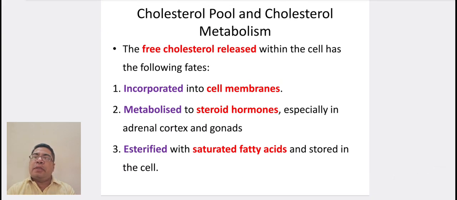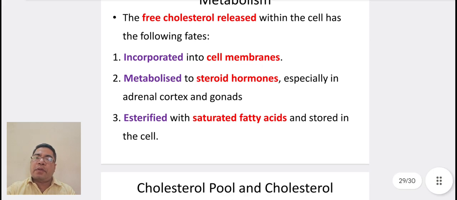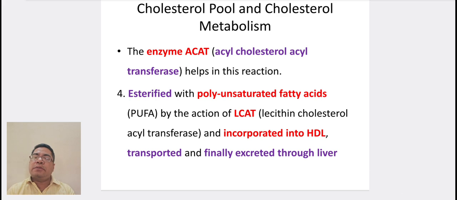The free cholesterol released within the cell has the following fates. First, it can be incorporated into cell membranes, or it can be metabolized to steroid hormones, especially in adrenal cortex and gonads, or it can be esterified with saturated fatty acids and stored in the cell. The enzyme ACAT, that is acyl transferase, helps in this reaction. Then it can be esterified with polyunsaturated fatty acids by the action of lecithin cholesterol acyl transferase and incorporated into HDL, and then transported and finally excreted through liver.